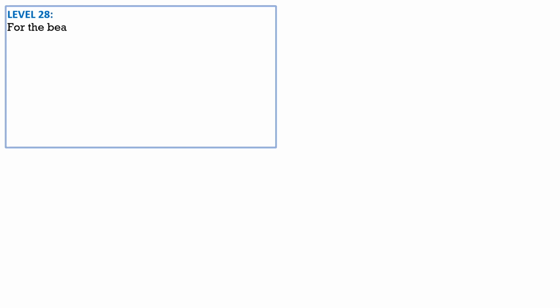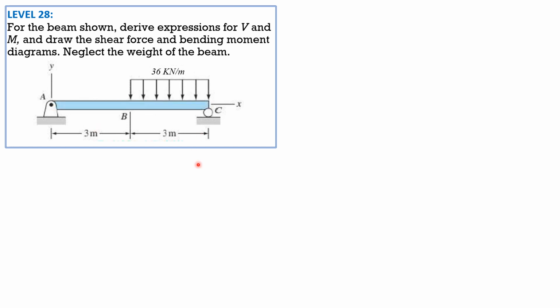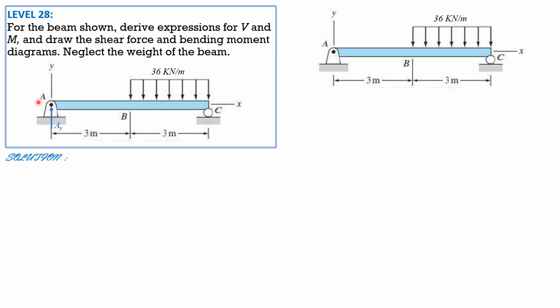Problem 428. For the beam shown, derive expressions for shear V and moment M and draw the shear force and bending moment diagrams. Neglect the weight of the beam. So here's the given figure. Let's solve for AY. AY is just AY, then AX is 0, then we have R sub C.